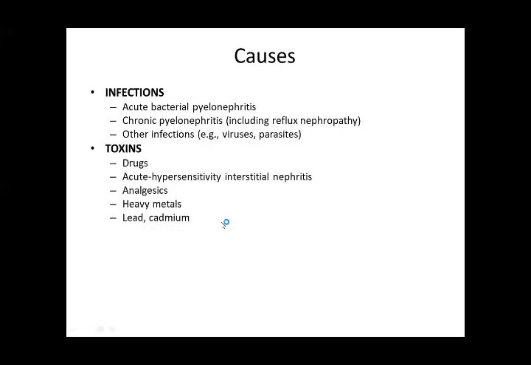Toxins, yes. What toxins can cause interstitial nephritis? It could be drugs, analgesics. Drugs, analgesics are very notorious. It takes around 3 years to cause renal failure, but before that, it can cause abnormal renal functions, right?